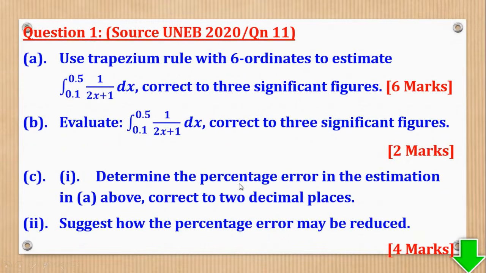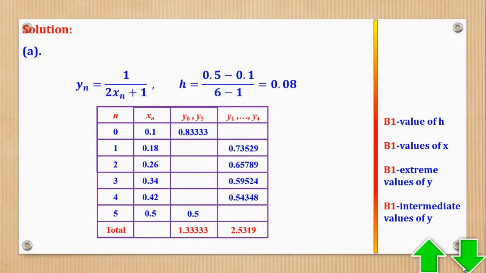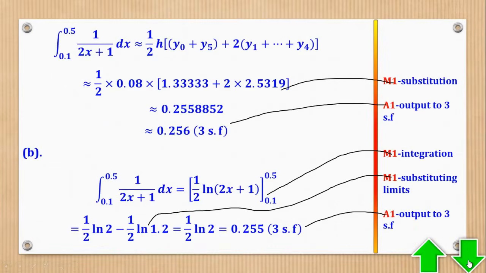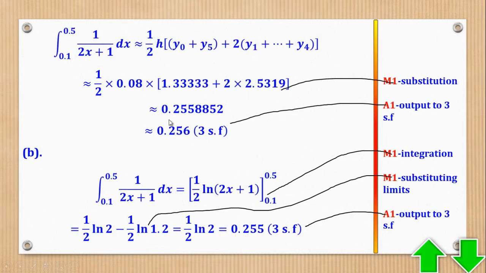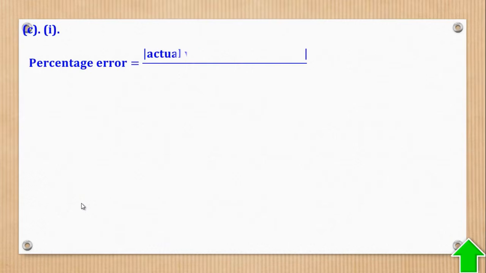Part C, Roman 1, they want you to get the percentage error correct to 2 decimal places. Then Roman 2, they want you to suggest how the percentage error may be reduced. So we have got the approximate value, and this is the actual area. We shall use those to get the absolute error. Remember, absolute error is given by the formula actual area minus approximate area.